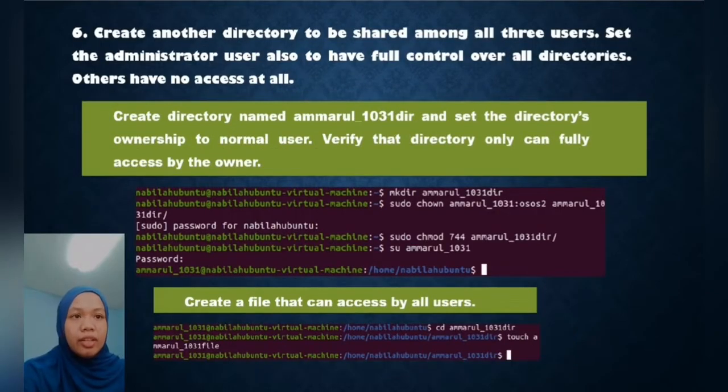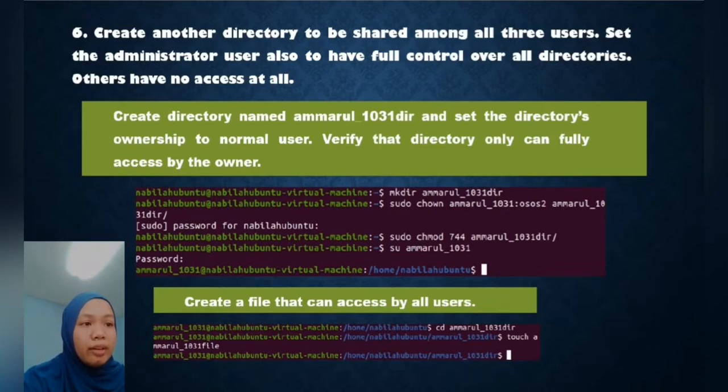Question 6. Create another directory to be shared among all 3 users. Set the administrator user also to have full control over a directory or to have no access at all. Okay, the first is create a directory named amarul_1031 and set the directory ownership to a normal user. Verify that the directory can only be fully accessed by the owner. So the command is mkdir amarul_1031.